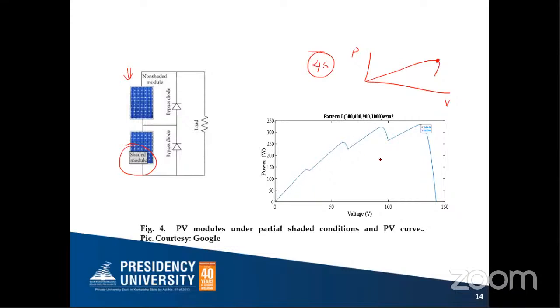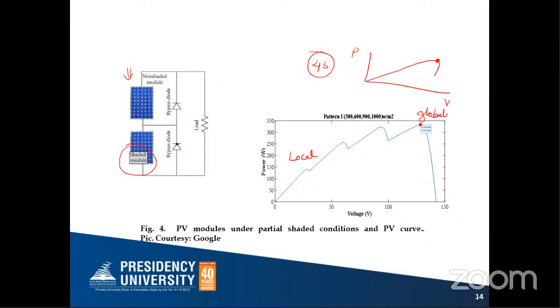Then where is a peak point here? This is a peak point, right? This is a peak point. And here also you have multiple peak points. These peak points are local peak points, and this peak point is called the global peak point. Please understand these terms here.